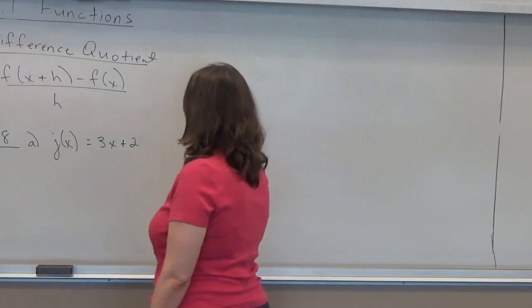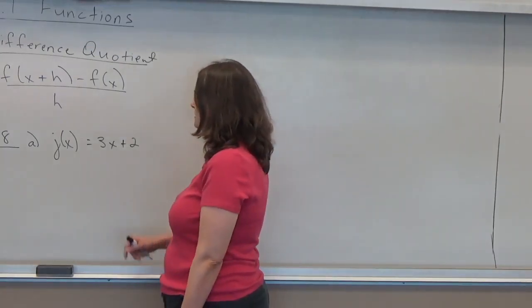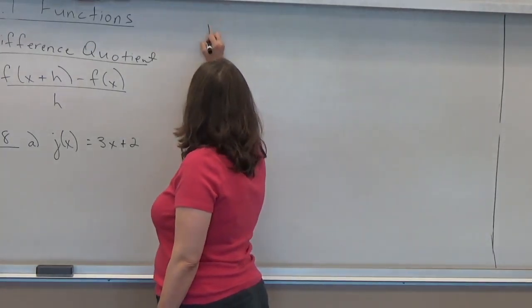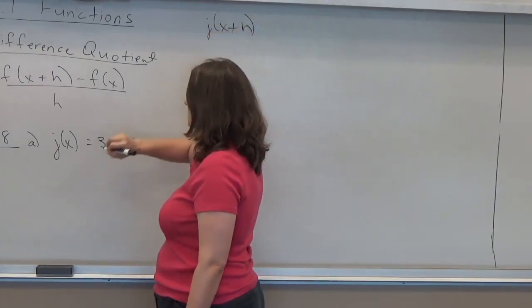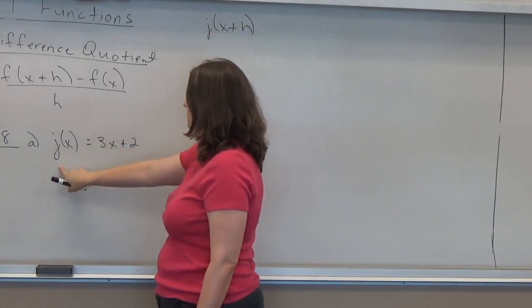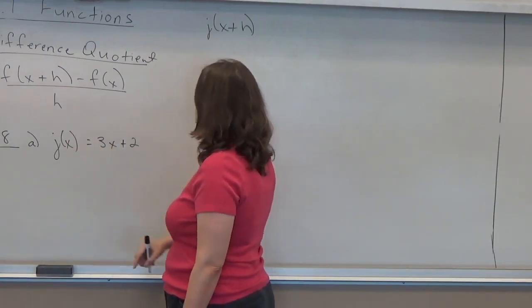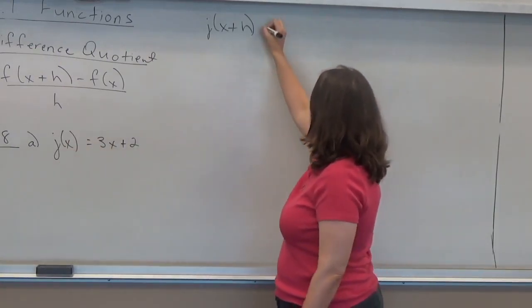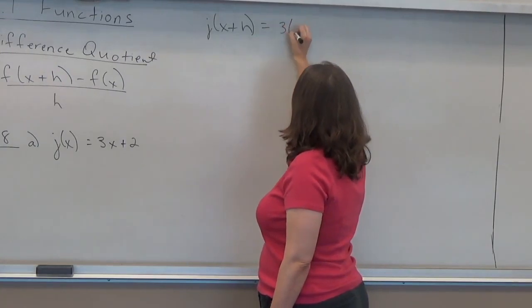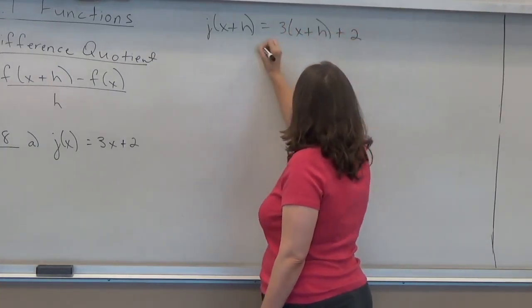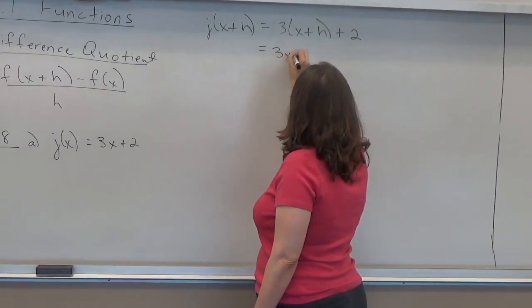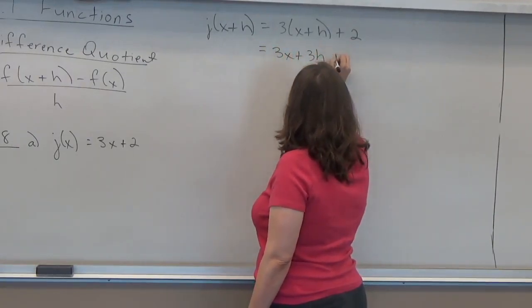So let's do j of x plus h first. You just need to go to your original function and substitute x with x plus h. That's going to give us 3 times x plus h plus 2, which is 3x plus 3h plus 2.